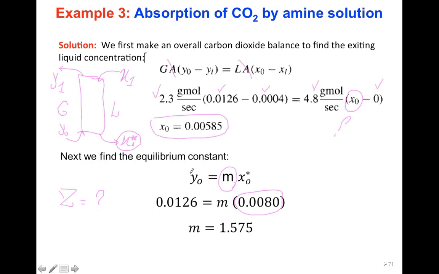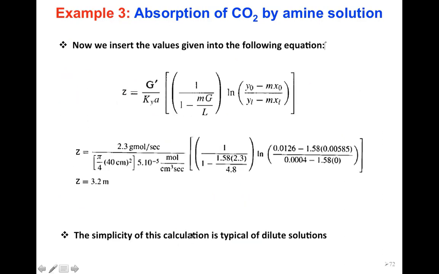So I have this relation between y0 and this x in equilibrium, which uses the equilibrium line. I have y0 already given to me, and x in equilibrium given to me. The only missing parameter here is m, the Henry constant or equilibrium constant. I need this m to put in this equation to find Z. So now I have almost everything that I need. Now I will go to the Z equation, in the next slide.